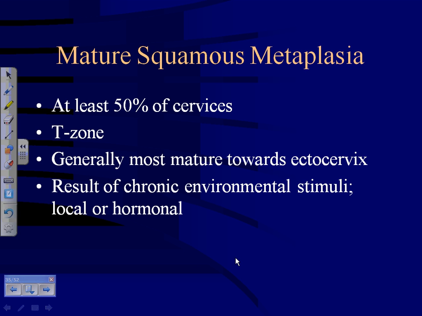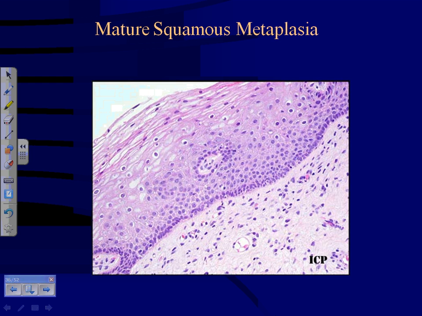very common in women. Here's another example of mature squamous metaplasia, just highlighting that there's normal squamous epithelium on the surface. You would generally see some endocervical glands in the stroma here as well. That would be a clue to squamous metaplasia.